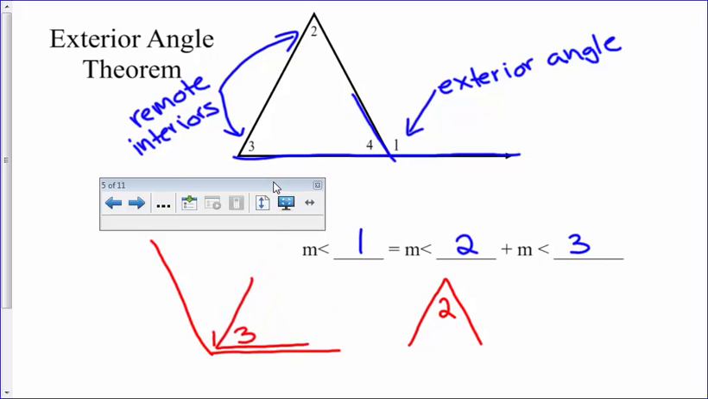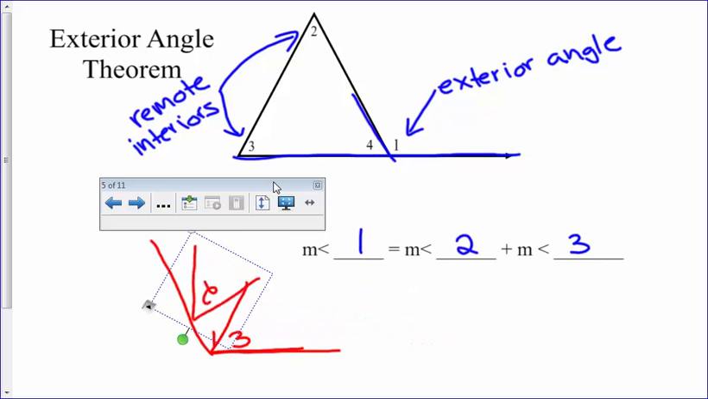So I'll put angle 3 here so the vertex lines up and the sides line up. Angle 2, I'm going to have to do some rotating. See if we can get it to fit. And it fits exactly inside there. So notice it does work out that angle 1 is equal to the combination, the sum of these 2 angles.